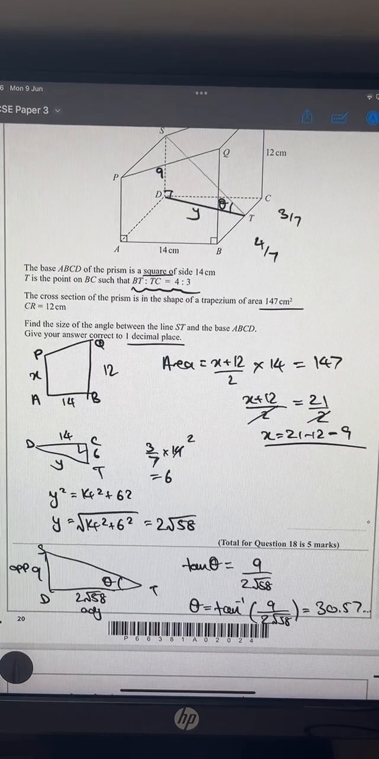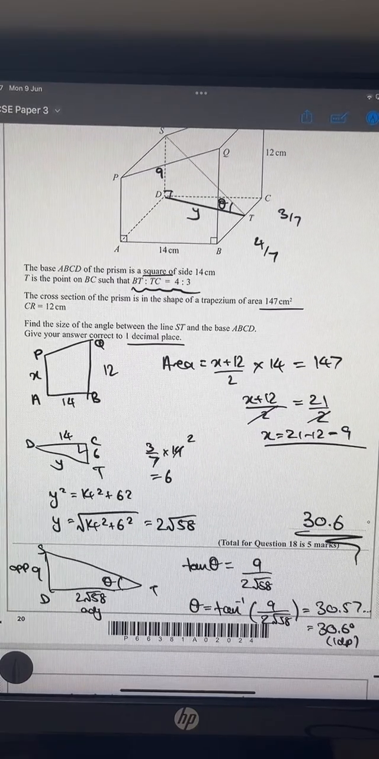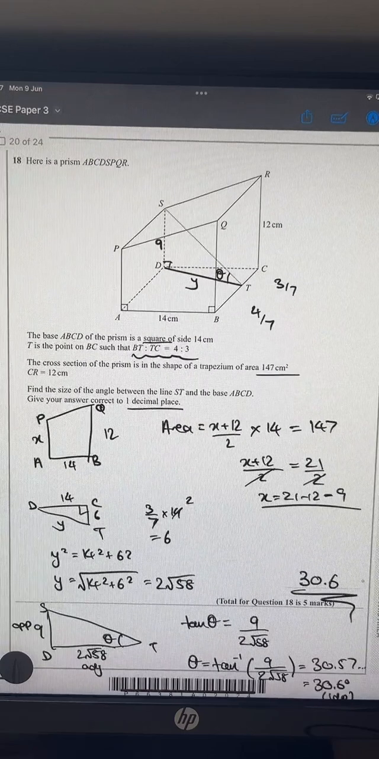30.57 dot dot dot. Remember, I like showing that I've rounded, show that I've done that step. That's equal to 30.6 degrees to 1 decimal place, which is what they said. 30.6. Nice. So this was a 5-marker question.